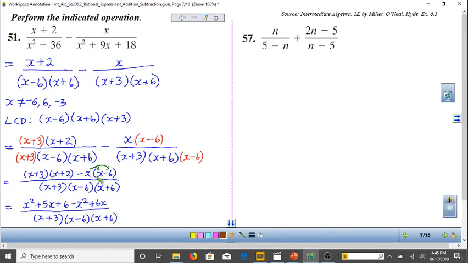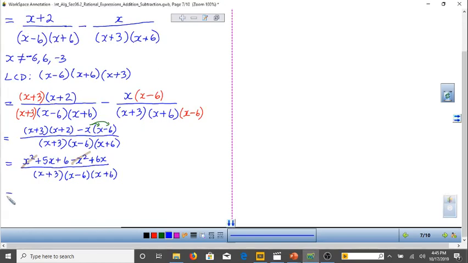An x squared plus a negative x squared is 0. And then 5x plus 6x gives us 11x. So we're going to go down here and write 5x plus 6x is 11x. And then there's a plus 6. And then our denominator is x plus 3 multiplied by x minus 6 multiplied by x plus 6. And that is our result from the addition and subtraction of those two fractions.